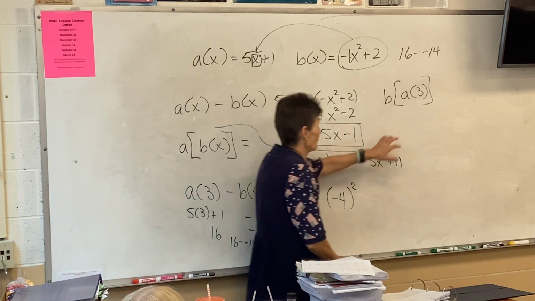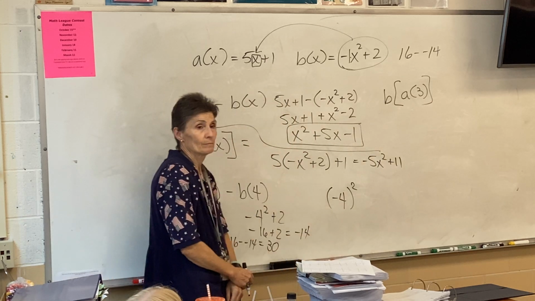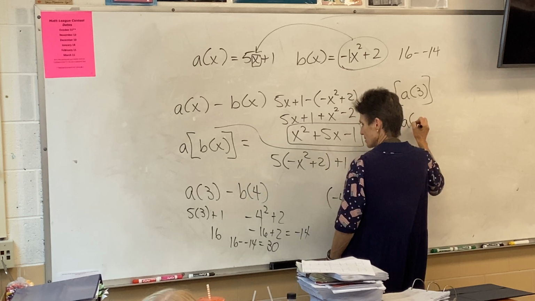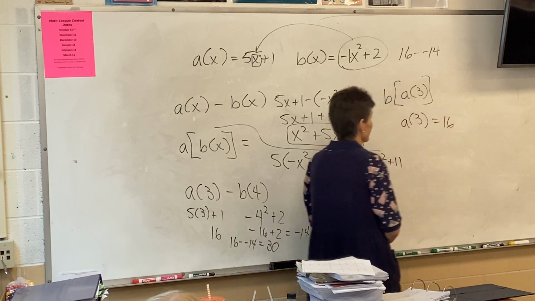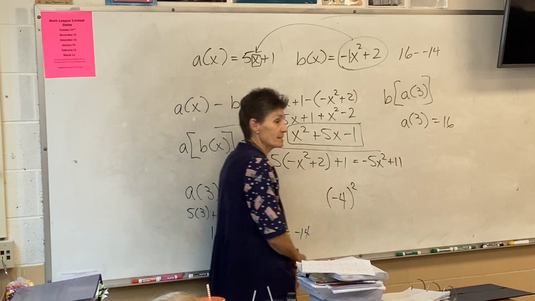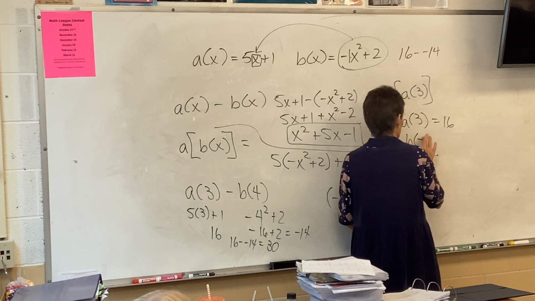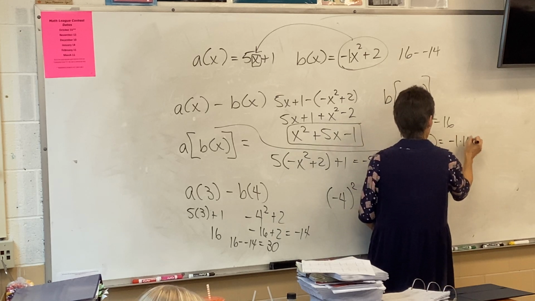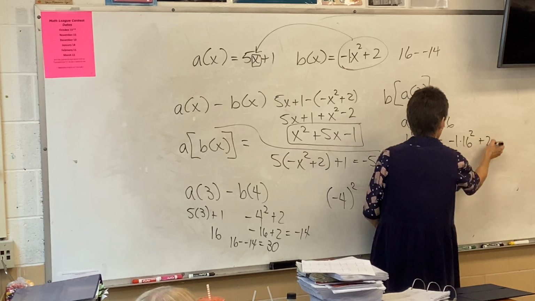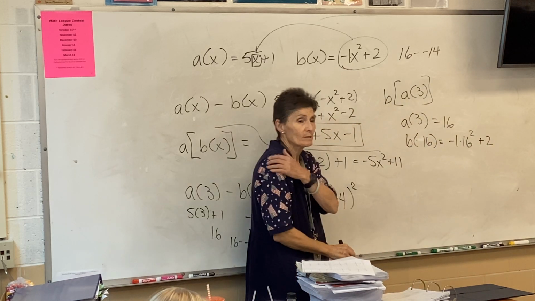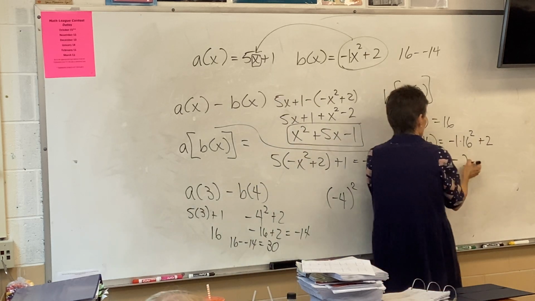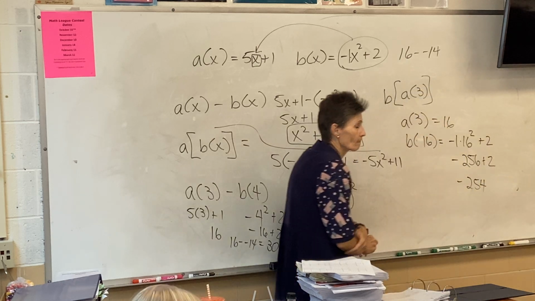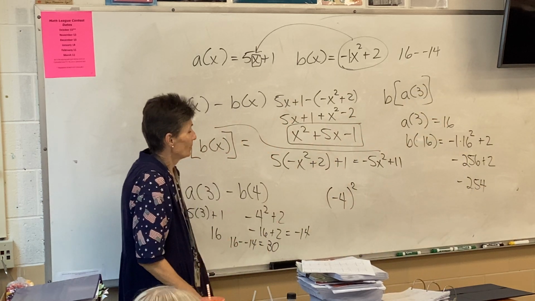All right, what does this mean? You gotta plug 3 into A, so let's start with that. So did I just do that? I think I just did that. That was 16, right? Yeah, plug 16. And now I plug 16 into B, so that's gonna be -1 times 16 squared plus 2. 16 squared is 256, so -256 plus 2, -254. Didn't mean for those numbers to get so big.